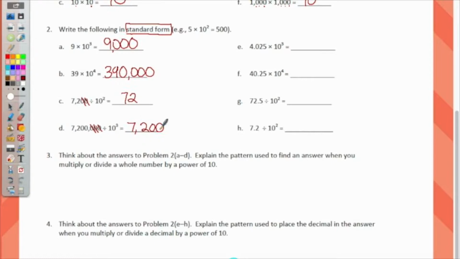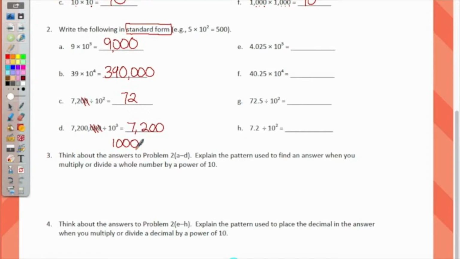I'm dividing, so I can take zeros off the end. Why did I choose 3? Why did I choose to cross off 3 of them, Lorenzo? Because you're dividing, and what is it called? Exponent. The exponent is divided by 3. And when I divide by 1,000, you take away 3 zeros. I can take away 3 zeros. So that's why I take away 3 on that one.